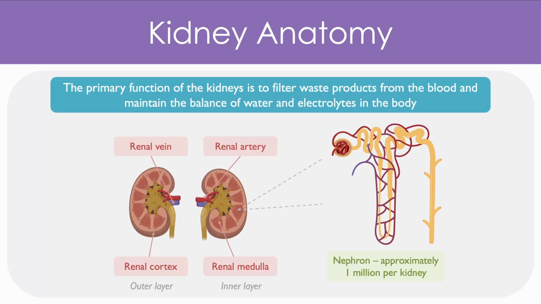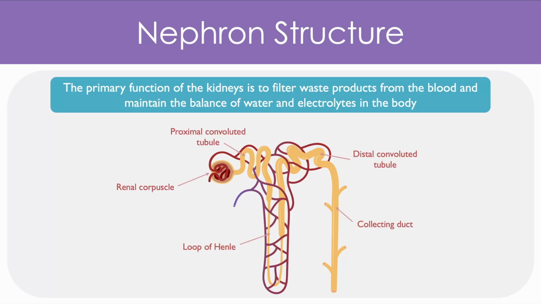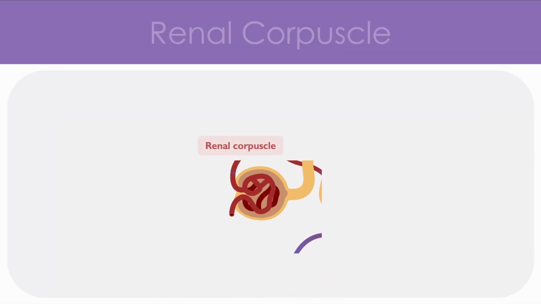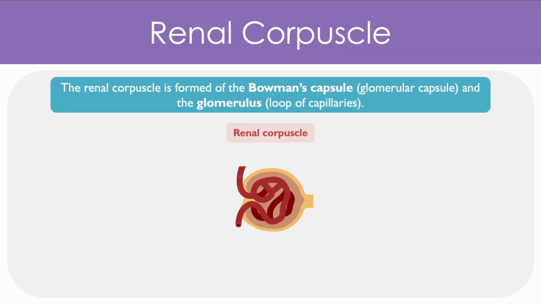If we take a closer look at the nephrons themselves, we can see that it's composed of multiple parts, and each part has a different function. For this topic, we're mainly going to be honing in on the first part of the nephron known as the renal corpuscle, and this is formed of the Bowman's capsule, which is the outer covering, as well as the glomerulus, which is basically a loop of capillaries designed to increase pressure.